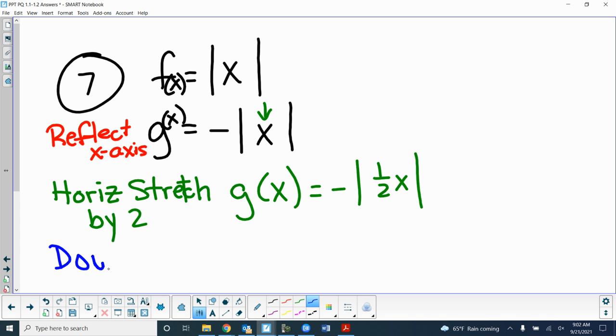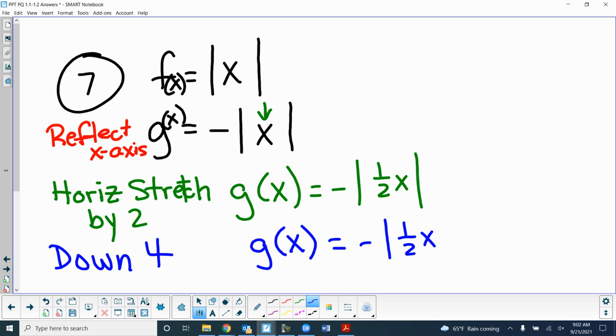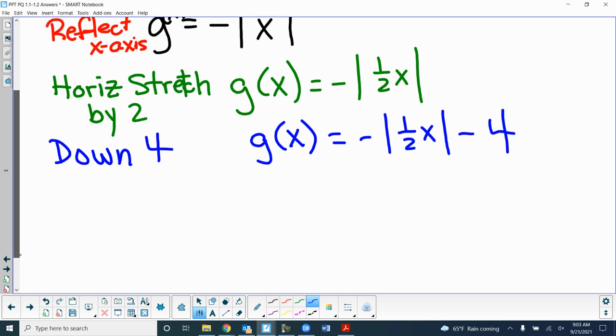So 3 transformations. All right, we have a reflection, a stretch, and now a translation. So that's just outside, that's to the y, the whole thing. We're subtracting 4 from it, since it was down 4. Okay? So just do one at a time and simplify when you can. Remember, you can't distribute a negative into an absolute value. Questions?